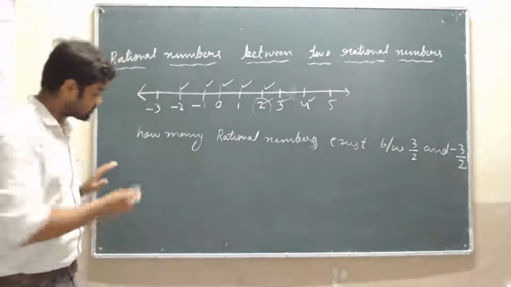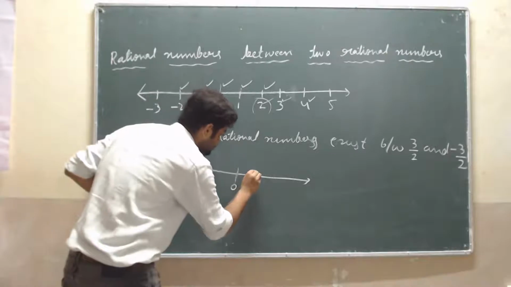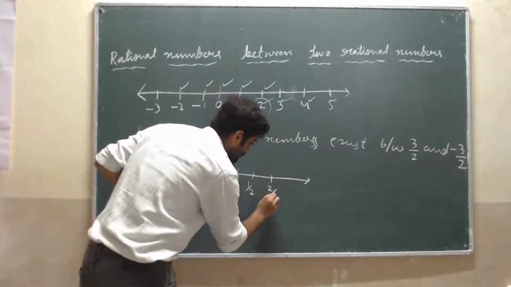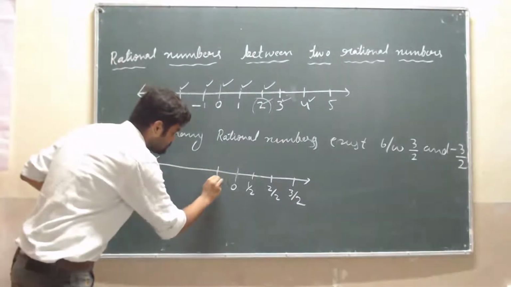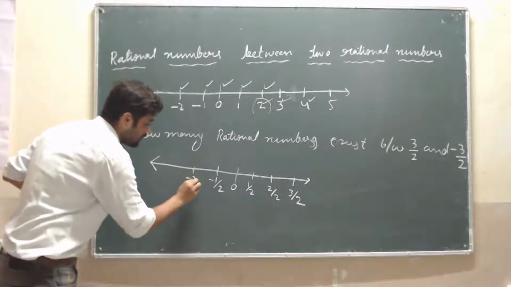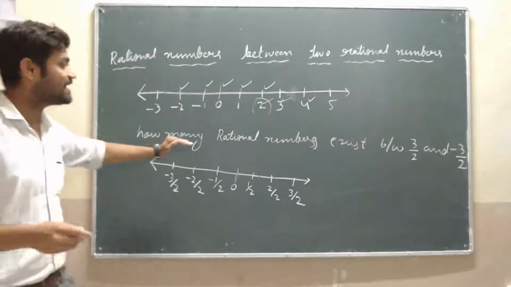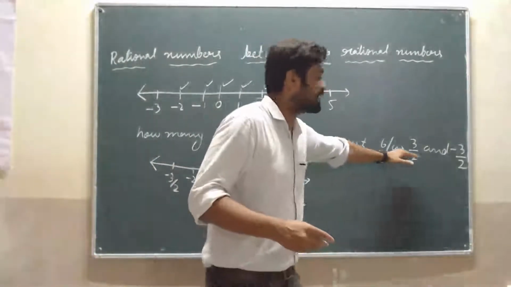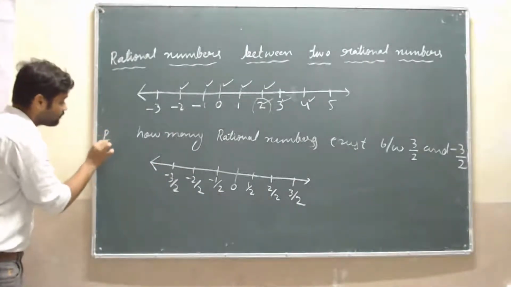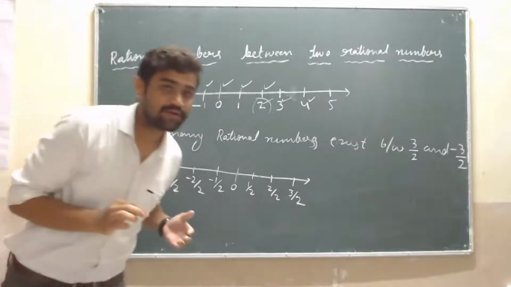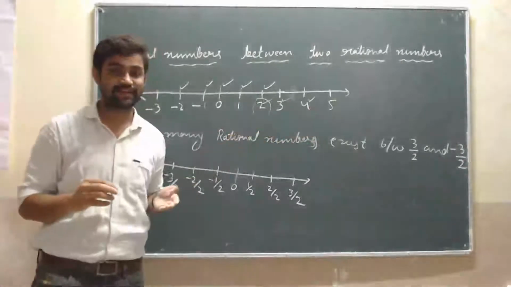Suppose this is the number line. Okay, 0 is here. 1/2, 2/2 and 3/2. Imagine. And here you will get -1/2, -2/2 as well as -3/2. Now tell me how many rational numbers exist between 3/2 and -3/2? We know that rational numbers are in the form p/q. Then how many rational numbers exist between 3/2 and -3/2?